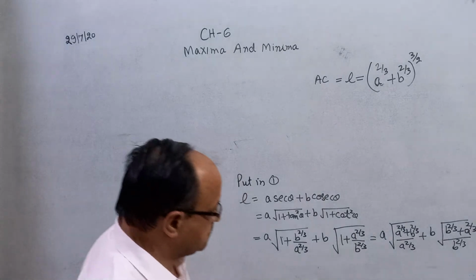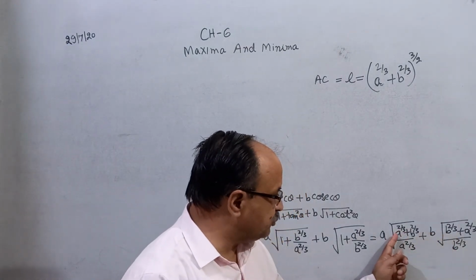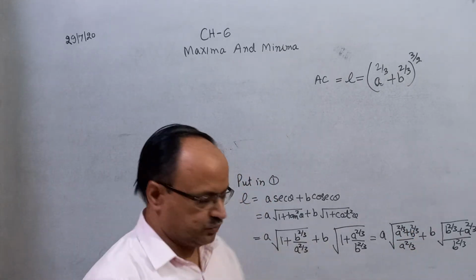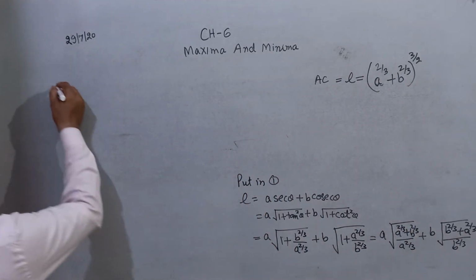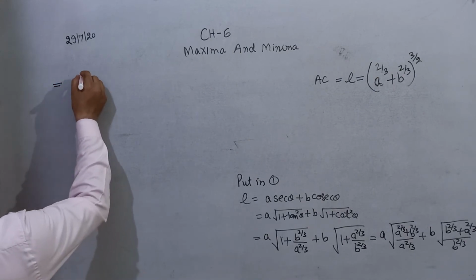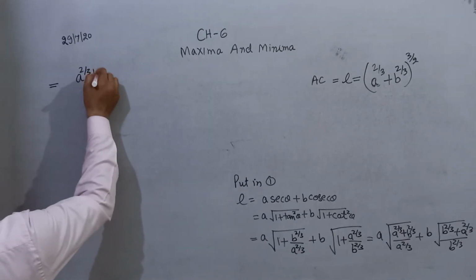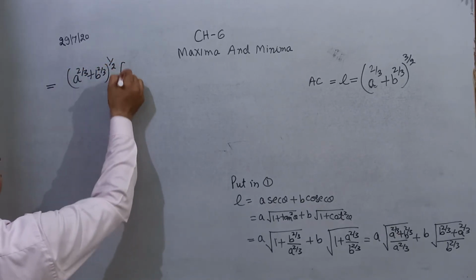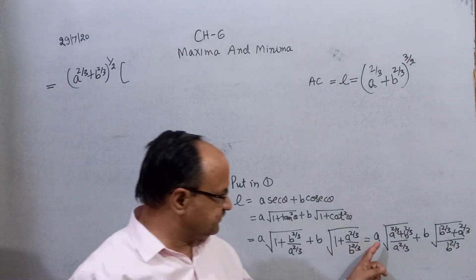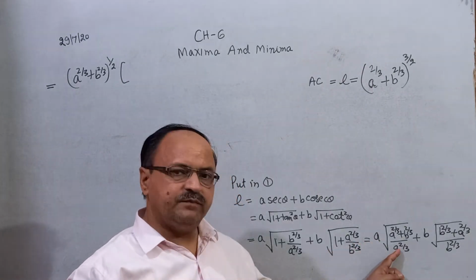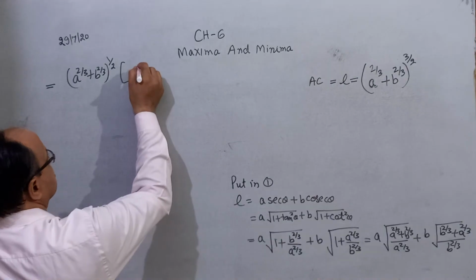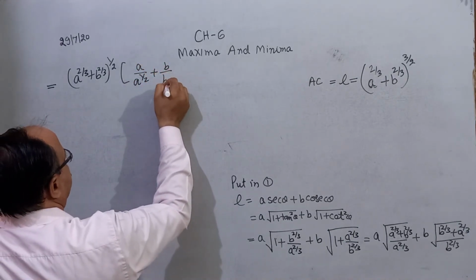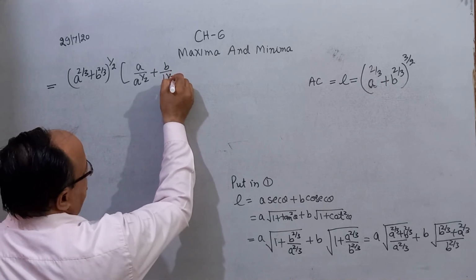You can take common a to the power 2 by 3 plus b to the power 2 by 3 whole to the power 1 by 2. Take common a to the power 2 by 3 plus b to the power 2 by 3 whole to the power 1 by 2. Here we get a upon a to the power 1 by 3 plus b upon b to the power 1 by 3, correct?